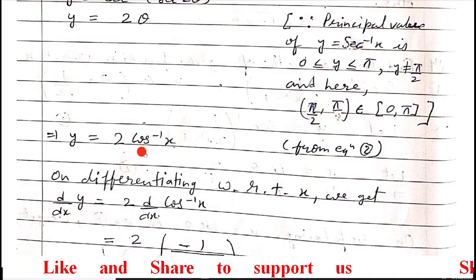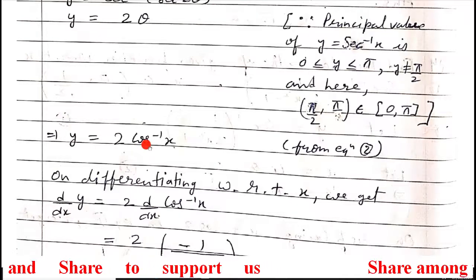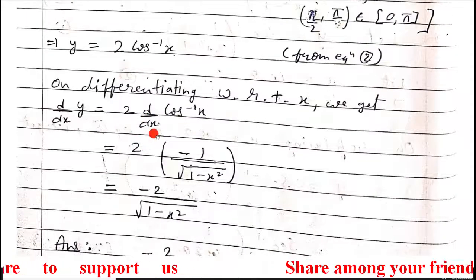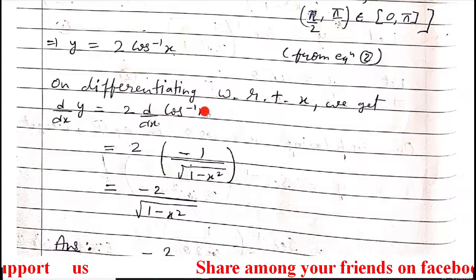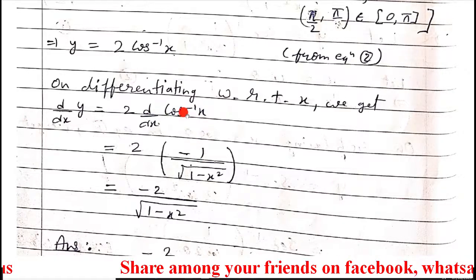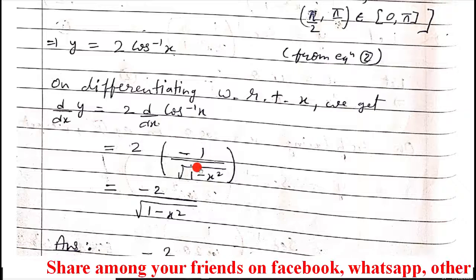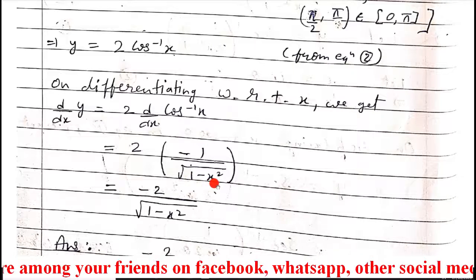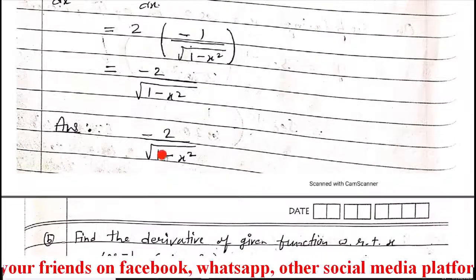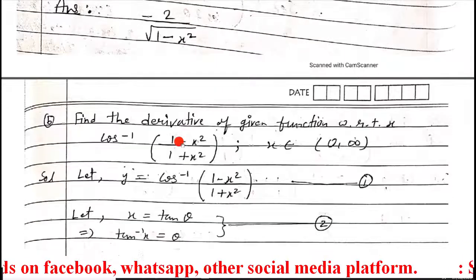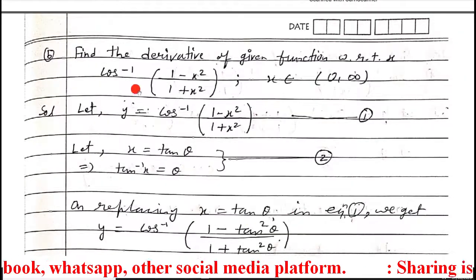Now theta value from the second equation is cos inverse x. So the differentiation of cos inverse x is minus 1 upon root 1 minus x square. So the first part of question 4 is completed. Now the second part is this.